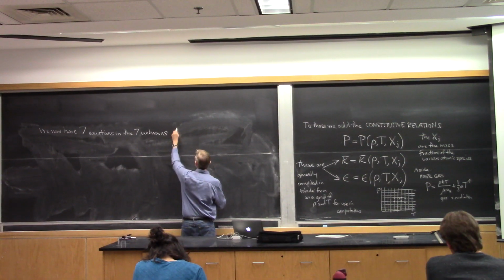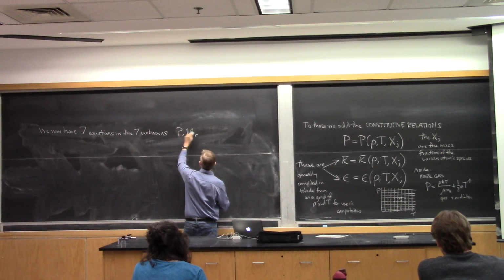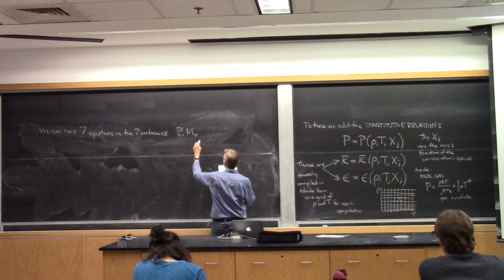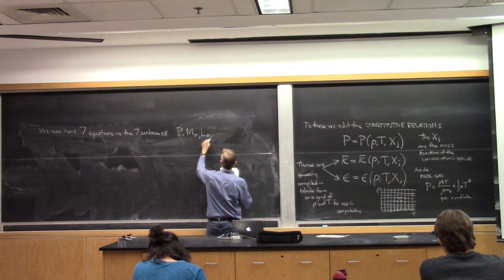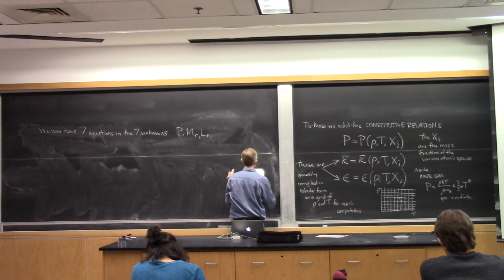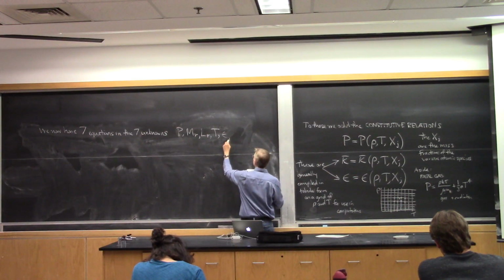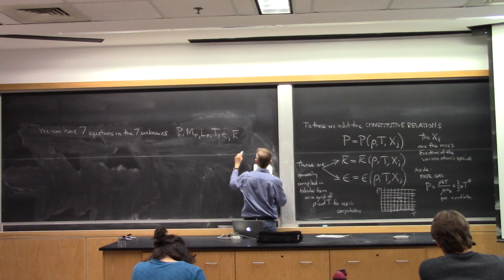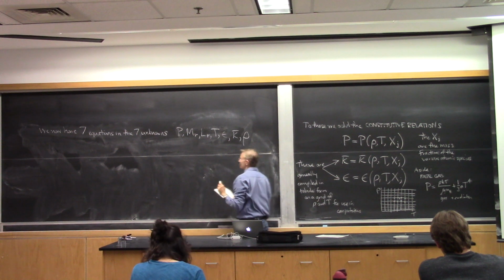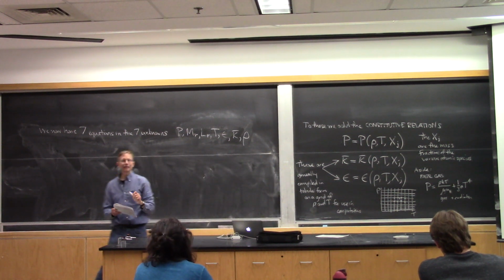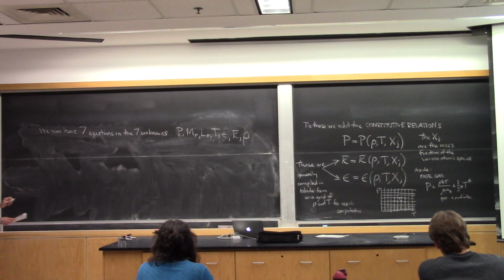Let's list them. There's the pressure. There's m sub r, the mass interior to radius r. L sub r, luminosity generated within radius r. The temperature. The energy generation rate. The Rosseland mean opacity. The density. Those are our 7 unknowns. And we have 7 equations connecting them to one another.